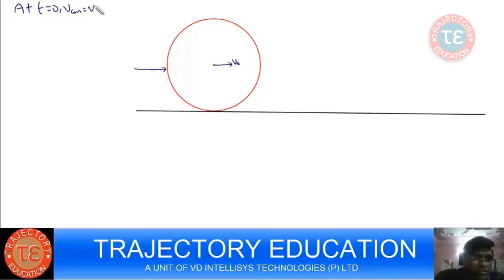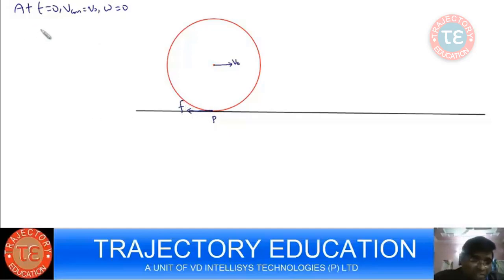So at t equal to 0, VCM is v0 and omega is 0. So now we have this initial condition. The point of contact, say P, what's the velocity at the point of contact? It's going to be v0 in this direction without omega. So the point of contact is slipping in the forward direction. In that case, what will be the direction of friction? Friction will act in the backward direction.